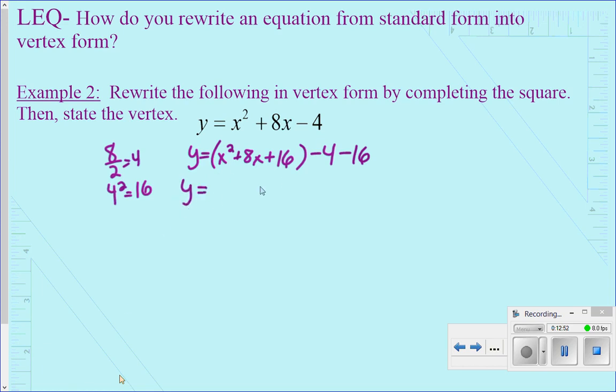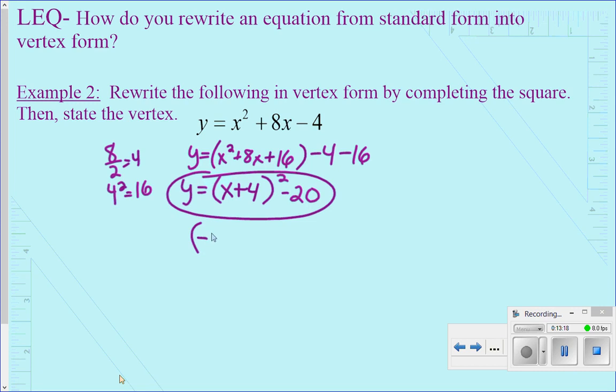Next, I'm going to take that trinomial and rewrite it as a binomial squared. So I can either factor the trinomial or come back over here and look at what I had when I divided by 2. So x, it's a positive 4, so plus 4, the quantity squared. Combining negative 4 and negative 16, that's negative 20. There's my equation in vertex form. The vertex, negative 4, negative 20.